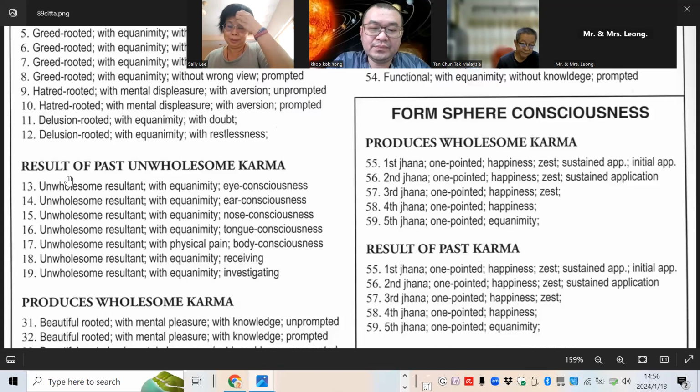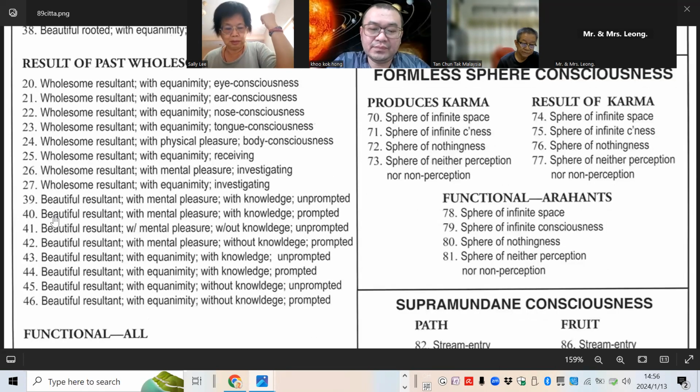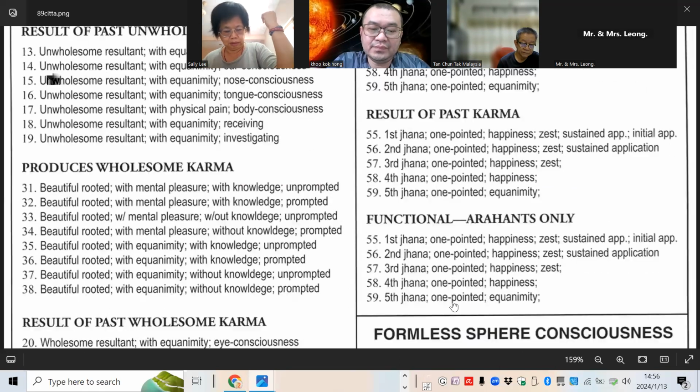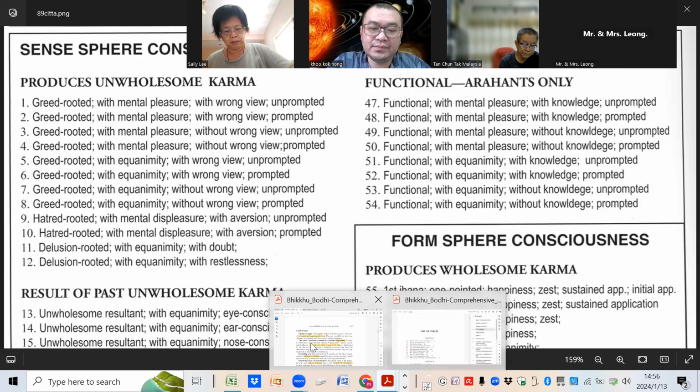The content is the same only. The name is the same only. The difference is only whether it's beautiful rooted, or beautiful resultant, or functional. So this is the difference between them.